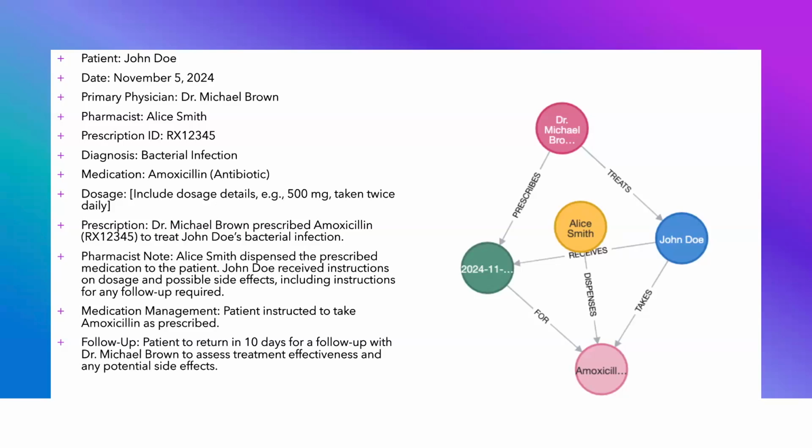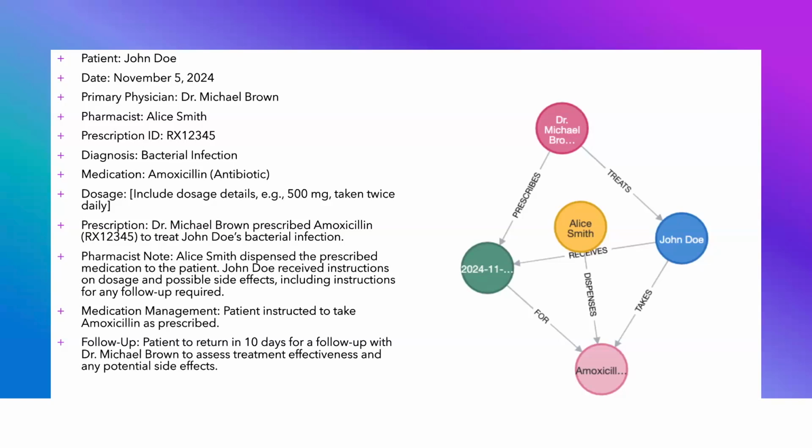So John Doe receives treatment from this doctor on this date. This doctor also prescribes the drug on this date. This Dr. Michael Brown treats John Doe. Alice Smith is the pharmacist. So Alice Smith basically dispenses the drug amoxil. John Doe takes amoxil, and then the date is just to connect all of them together. So if we really look at this, we're trying to extract relationships.